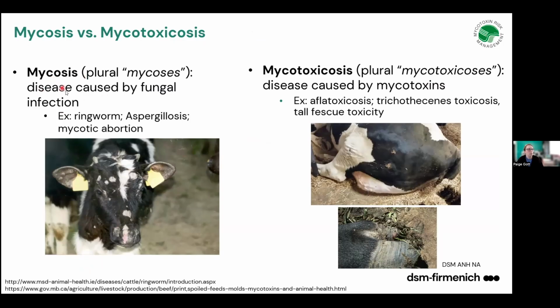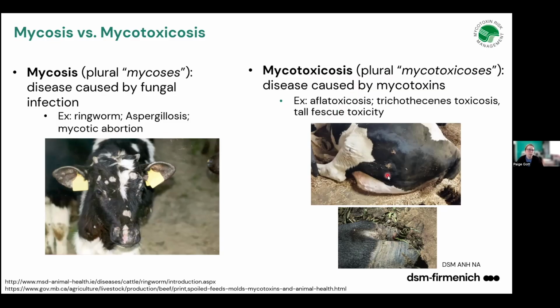So mycoses are the diseases caused by fungal infection. This photo here is of ringworm, which is not mycotoxin related, but is a fungal disease that a lot of people unfortunately have some familiarity with. But molds themselves can cause issues like abortions as well. So the molds can cause issues, but we're going to focus on the mycotoxicosis or mycotoxicoses. So again, the diseases caused by the toxins themselves.